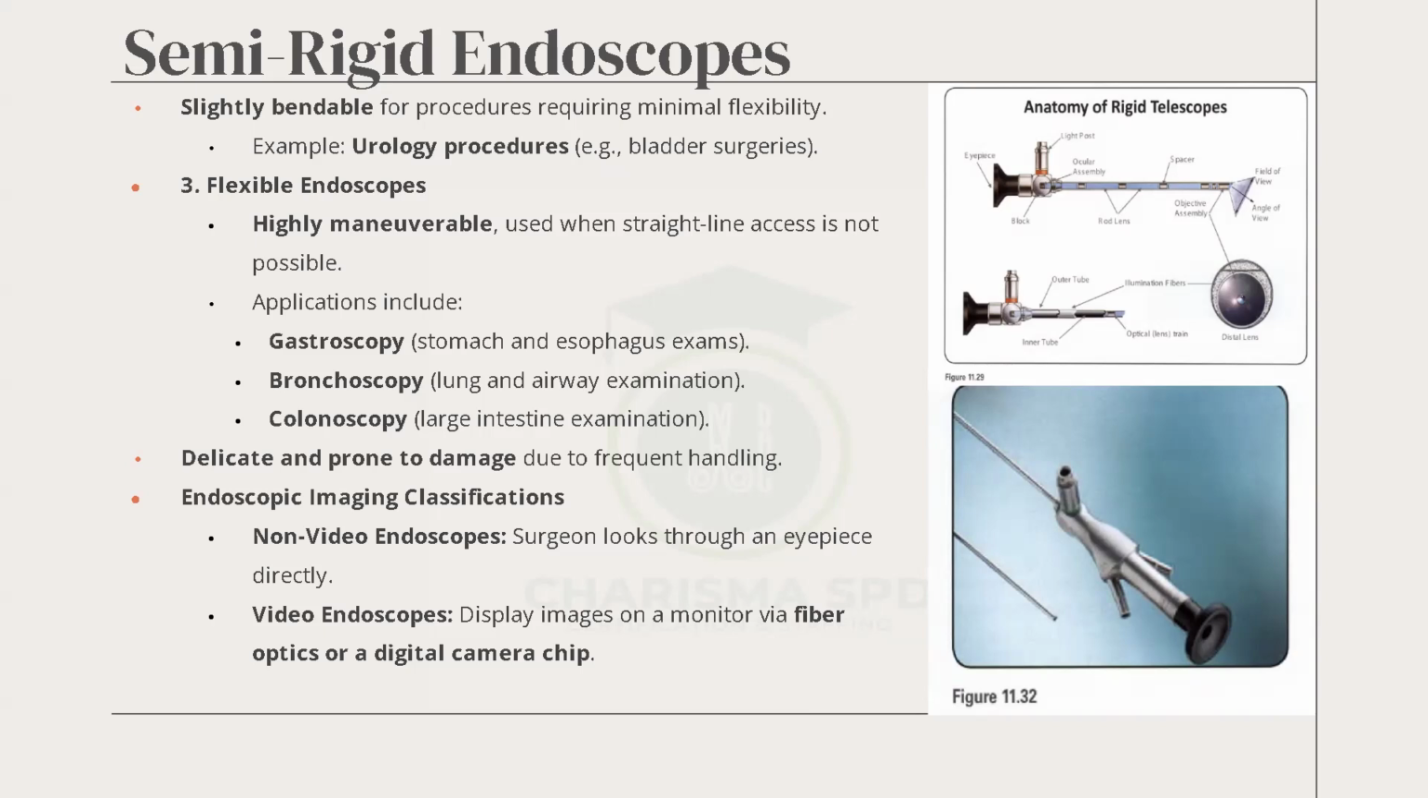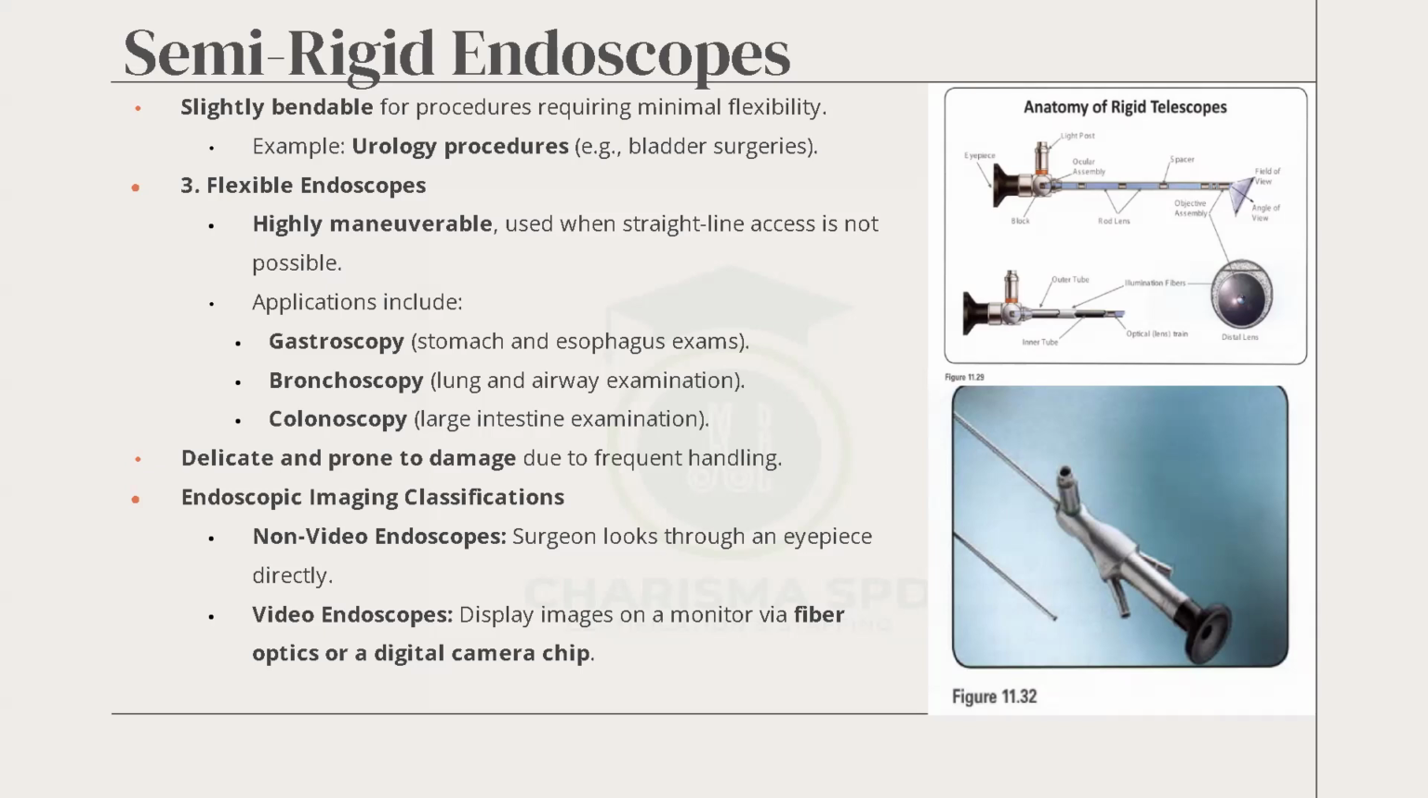Semi-rigid means that they are a bit flexible and they are rigid as well. That's what is meant by semi-rigid. So slightly bendable. They are used for radiology procedures, like the one in the figure, 11.32, which is a semi-rigid one. The one at the top is a rigid scope. You can't bend it. But the semi-rigid ones are skinny. You can bend them.